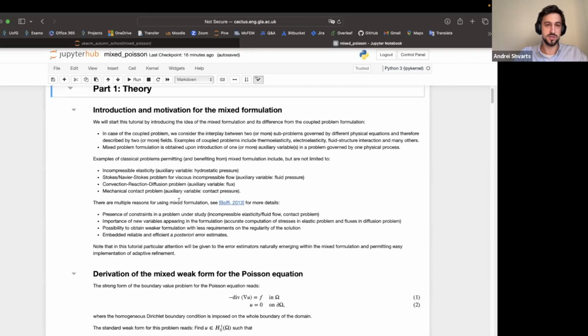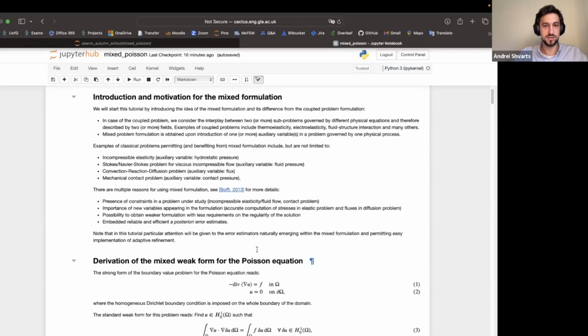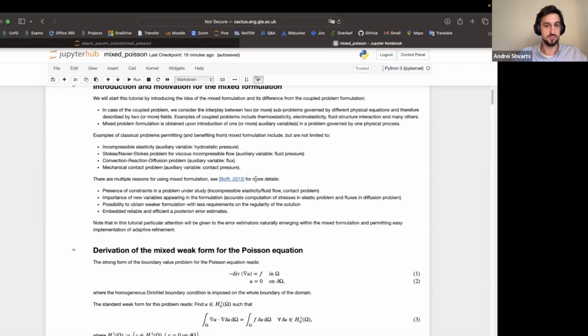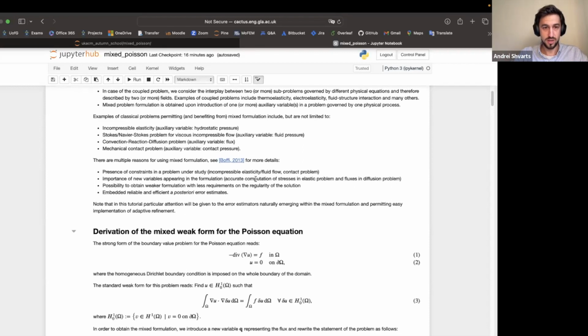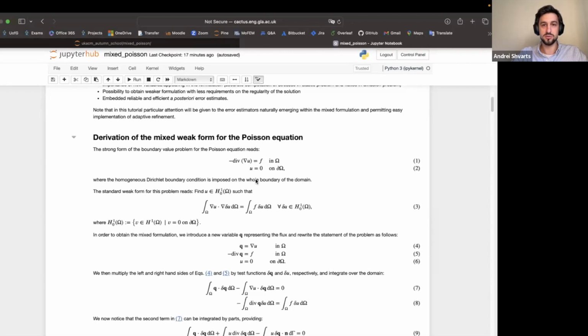We start with this introduction to the mixed formulation, explaining the benefits of the mixed formulation and the reasons for using it, and then also examples which are found in various problems, and then the difference between mixed problems and coupled problems. And then in this tutorial, we're going to look into the Poisson equation.